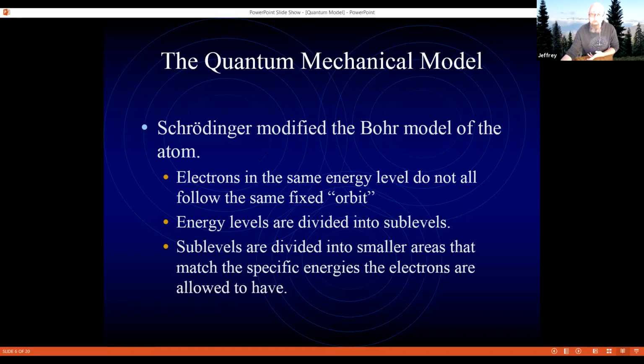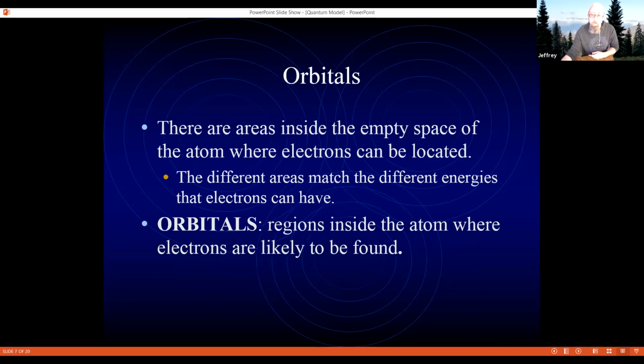And then those sublevels correspond to specific regions, areas of space inside the atom where electrons are likely to be located. Now, if all that mostly flew over your head, it's okay. First of all, a lot more of this will click when we actually put our hands on this in your cohort class. But secondly, it's not crucial to understand the background for all of this. But it does lead us to an important term.